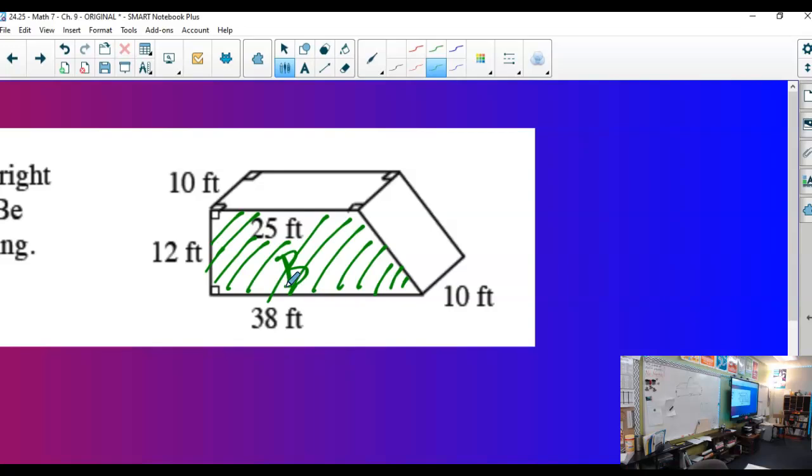So, just kind of do it, you know? I think we need 30 minus 25 so that we can get the base of the triangle over there, right?